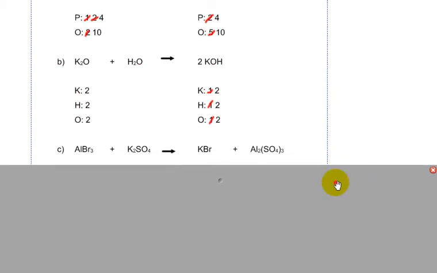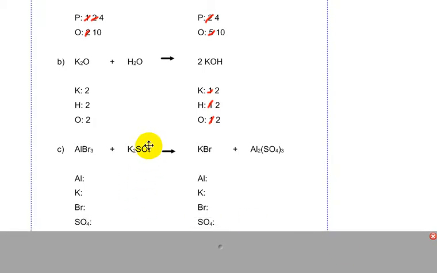Okay, this next one. Now you can see here we have a sulfate group, SO4, SO4. It remains together, so we can treat that as one big group. So 1 aluminum, 2 potassiums, 3 bromine, and 1 sulfate. If I look over here, I got 2 Al's, 1 K, 1 Br, and 3 sulfate groups. So 2 Al, 1 K, 1 Br, 3 sulfates.